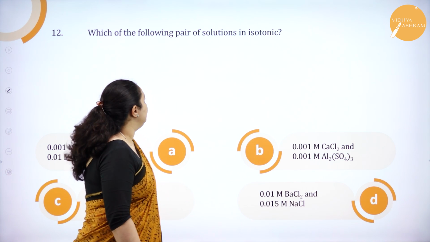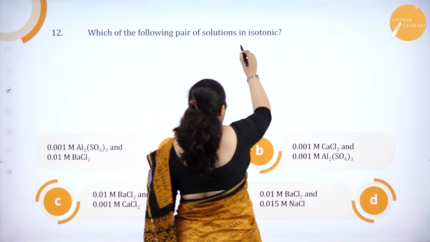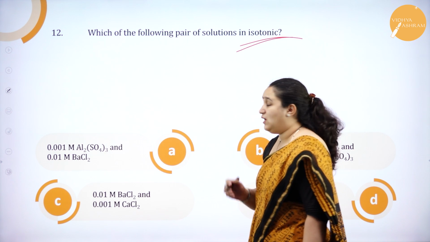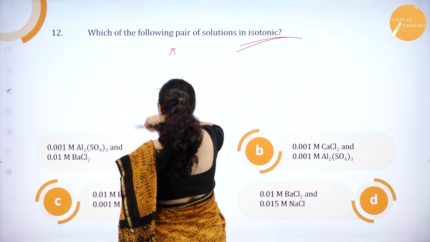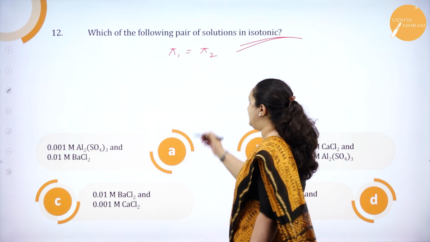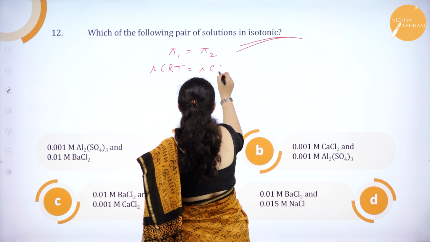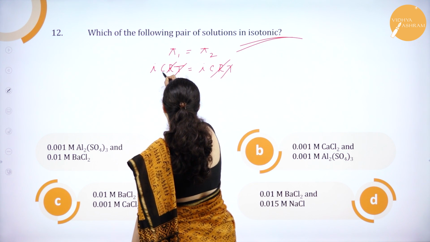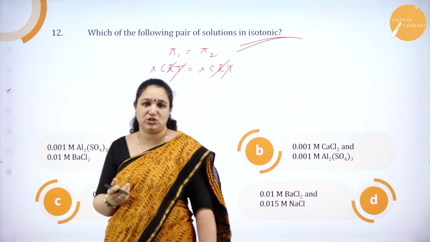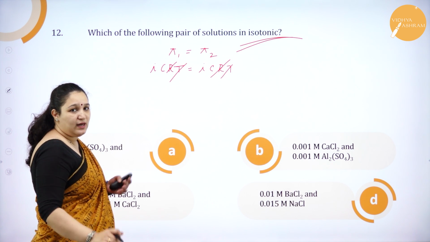Okay, next question. Which of the following pairs of solution is isotonic? When will the two solutions be isotonic? That is when their osmotic pressure is equal. So I'll take it as osmotic pressure, that is iCRT, R is the same. Here it can change for two solutions, i and concentration. i is Van 't Hoff's factor, C is concentration, can change. So if you multiply i and C and see if you get the equal value, then they are isotonic.